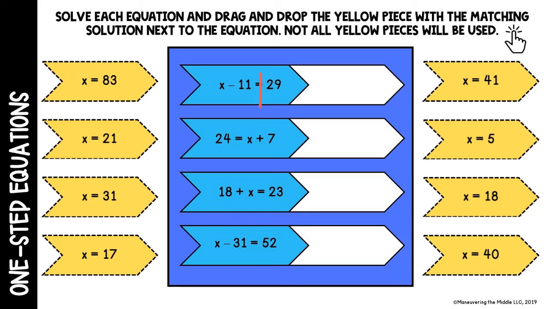So if I think about solving this, I think, okay, if I have x minus 11, to do the inverse of subtracting would be to add 11 to both sides. And these will cancel because negative 11 and a positive 11 makes 0. So to leave x by itself, I would just do 29 plus 11, which would tell you that x is 40. Okay, so I would do that for each of these when you are solving.